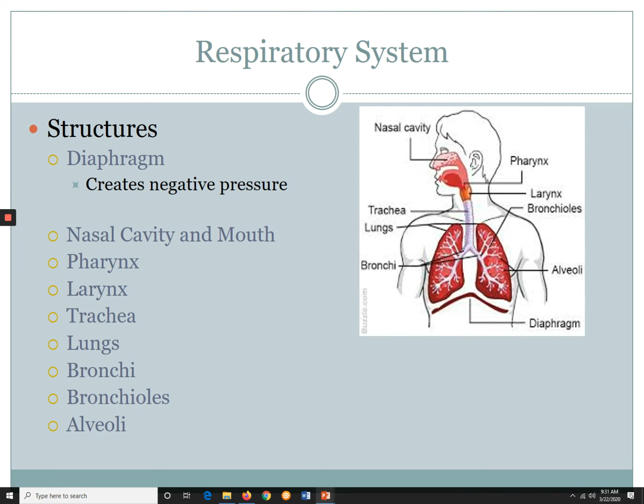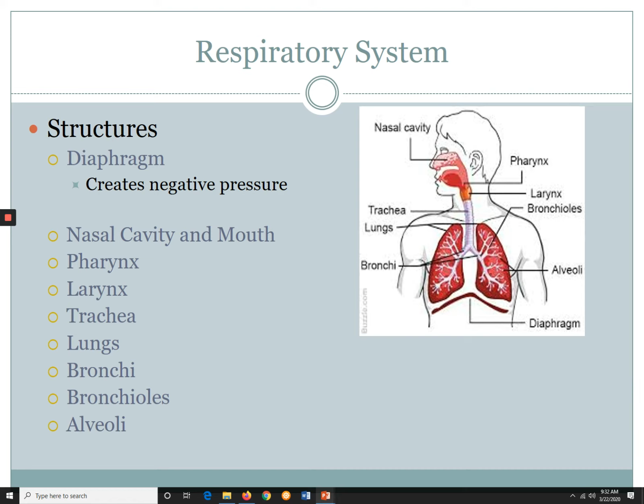So let's look at the structures. The most important structure that we need to know about is the diaphragm. The diaphragm is what initiates respiration. The diaphragm is a muscle, and when it contracts, it creates negative pressure, meaning the air pressure outside of the body is greater than inside the body. This causes air to come into the lungs, and that's how we breathe in.